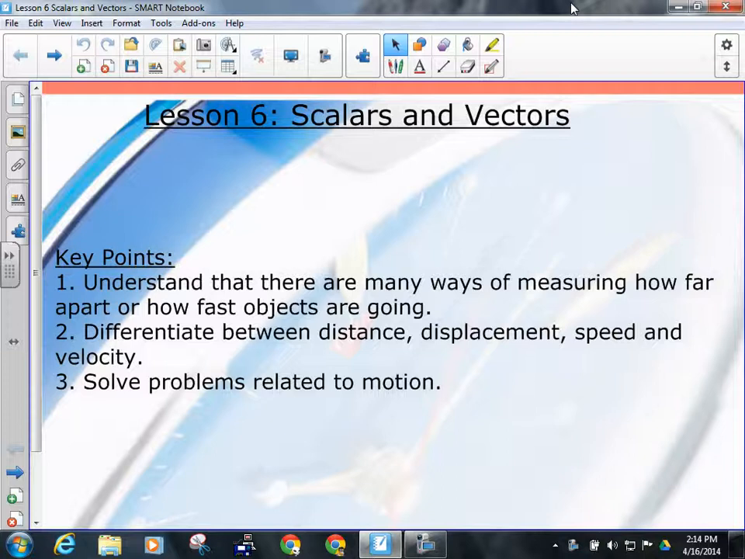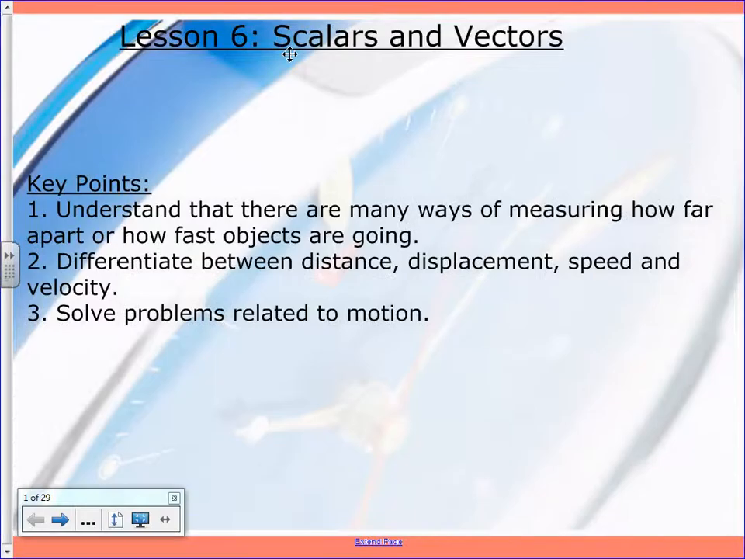Okay, what we're going over today are the different types of measured values that we might deal with in Science 10. Okay, at least in the physics part of it. All right, so what we're looking at are quantities that have just a magnitude or a size, and some that have a size as well as a direction.